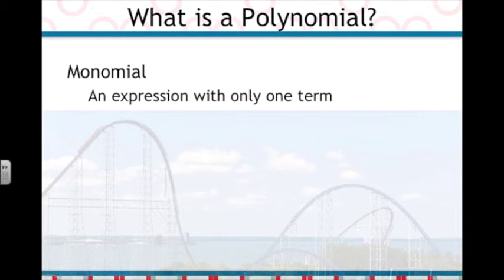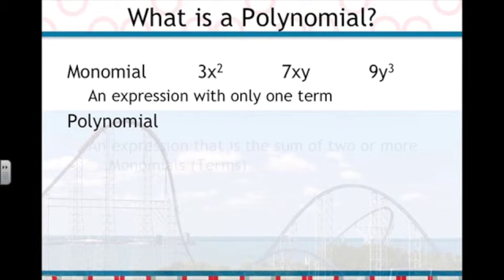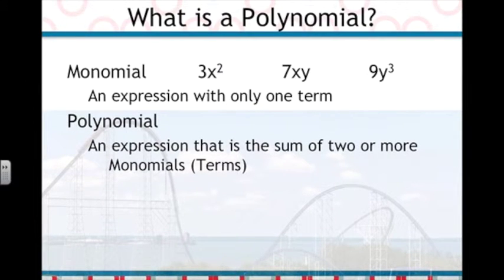A monomial is an expression with only one term. 3x squared, 7xy, and 9y cubed are three examples of monomials. A polynomial is an expression that is the sum of two or more monomials, which we can refer to as terms. There are two particular categories of polynomials that you need to be familiar with.